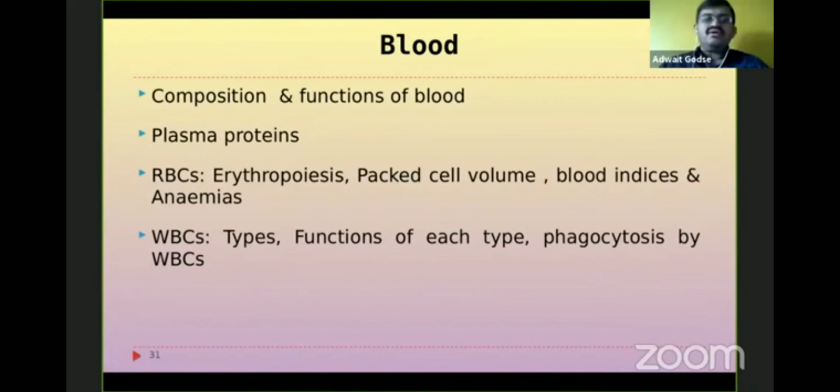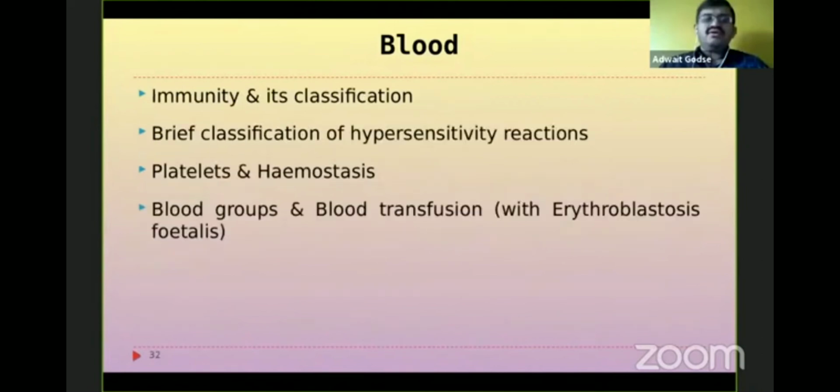The WBCs, types of various WBCs, and immunity and its classification. Hypersensitivity reactions, there are type 1, type 2, type 3, type 4. What you need to know is that anaphylactic reaction is type 1. It is an IgE mediated hypersensitivity reaction. Functions of platelets, we often tend to miss this question and it can come as an odd short answer question. Functions of platelets, very rarely been asked, but it is very important.